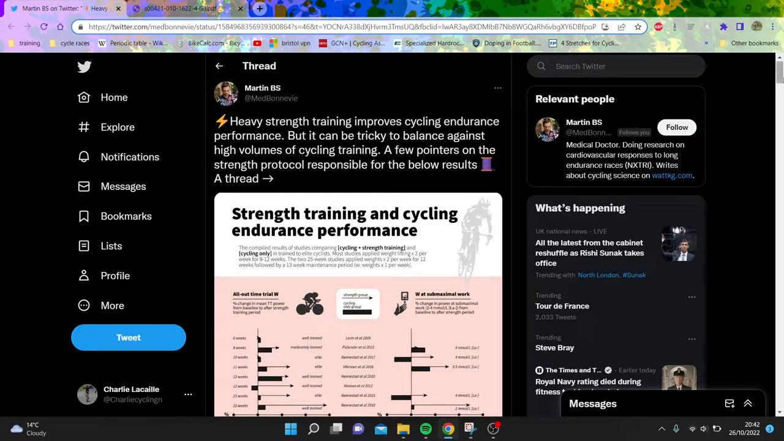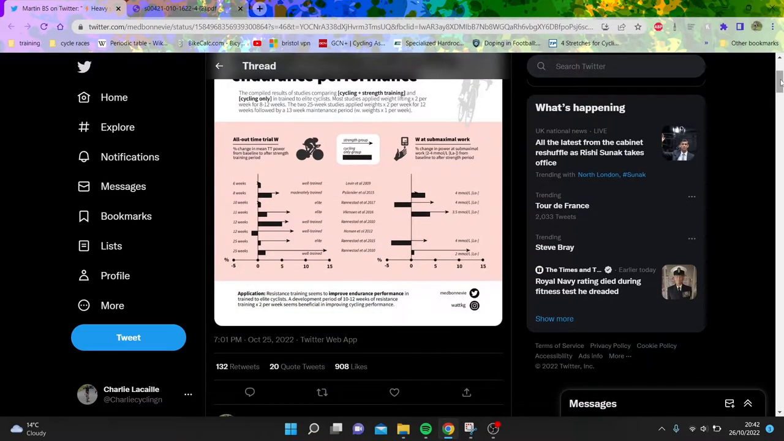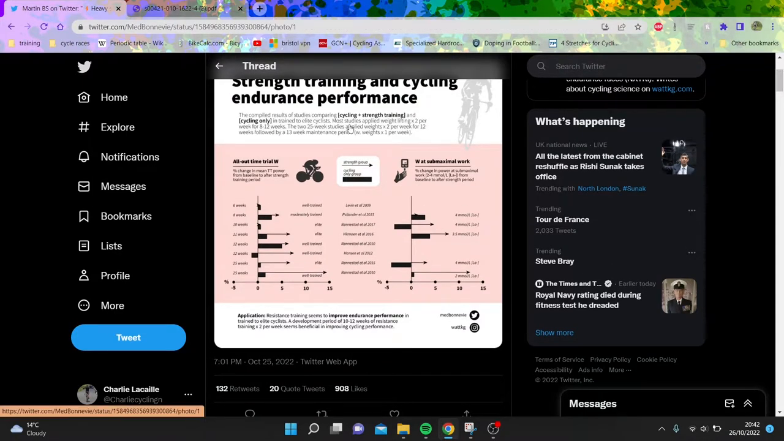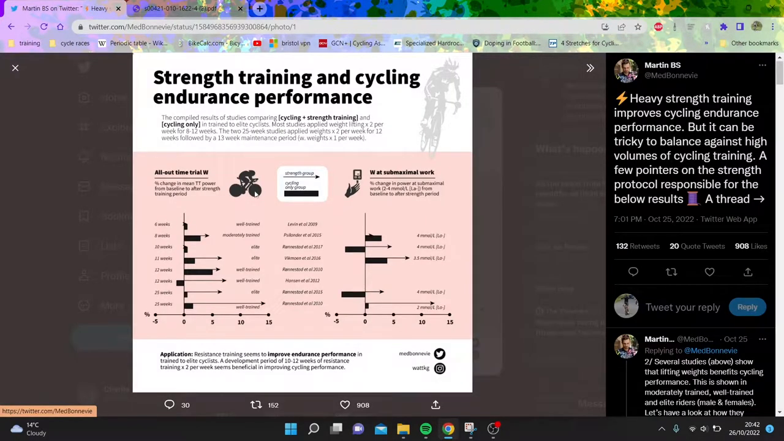All right, so this video is all going to be about strength training and why I think in winter you should do it. We're going to go through a couple of studies, but the main thing is this nice infographic. What you can see here is how much people improve on the baseline in a time trial, and it tells you how many weeks they did.